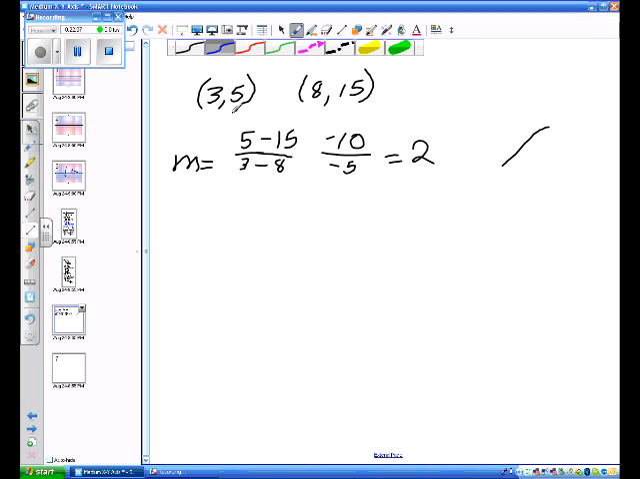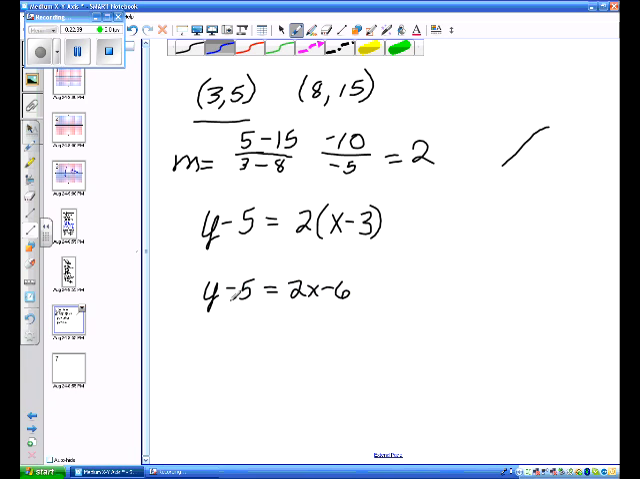I have 2 points, but all I need is one of them. So you just pick one. It doesn't matter which one you pick. I'm going to pick this one. So we have y minus the given y is equal to the slope times x minus the given x. And in point-slope form, that would be our answer. If we want our answer in slope-intercept form, then we would have y minus 5 is equal to 2x minus 6, and then adding 5 to both sides, y equals 2x minus 1. And we would have our equation in slope-intercept form.